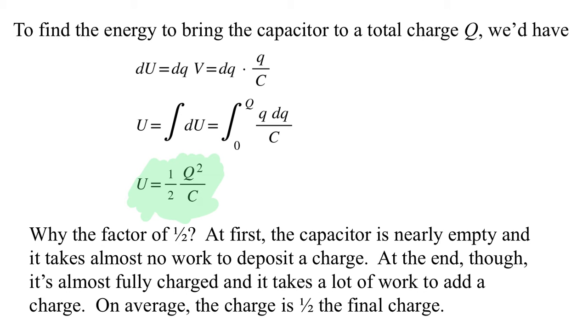Why the factor of a half? One, that's the way integration works. Two, we can think of it this way. At first, the capacitor is nearly empty, and it takes almost no work to add another charge. But at the end, it's almost fully charged, and it takes a lot of work to add charge, because we're pushing against now Q. So on average, the charge is 1/2 the final charge, and so the average energy we'd have to add is 1/2 Q times Q.